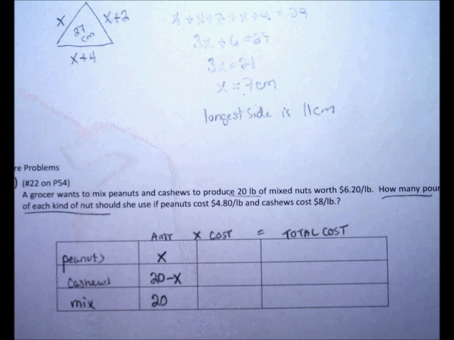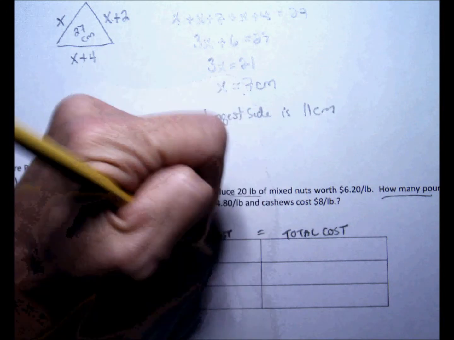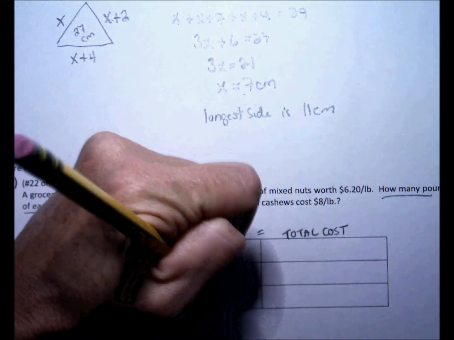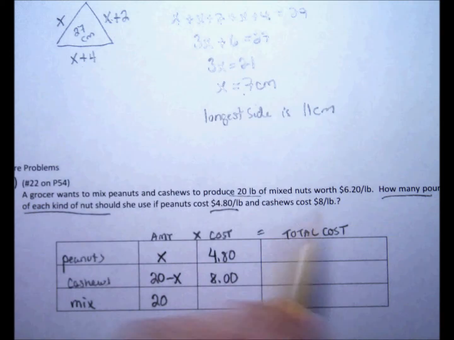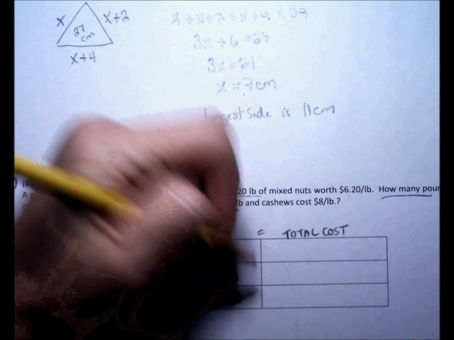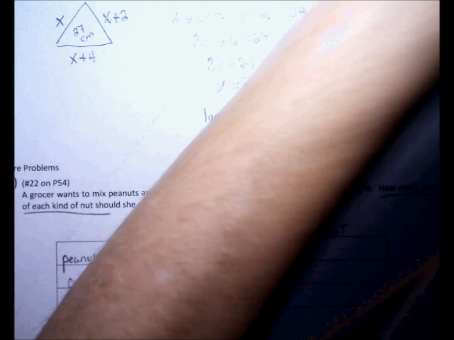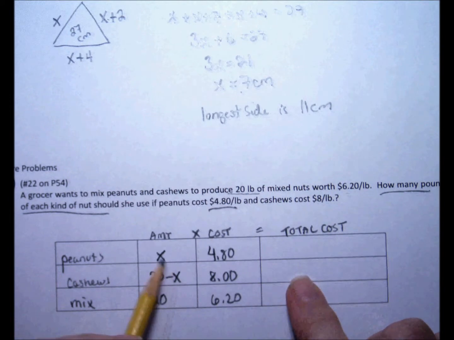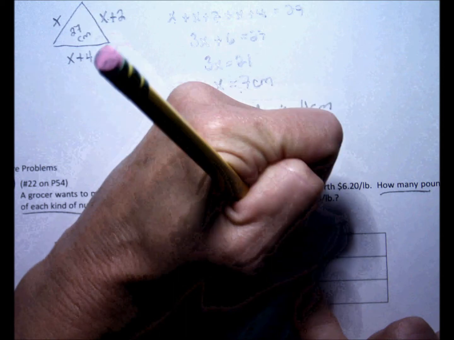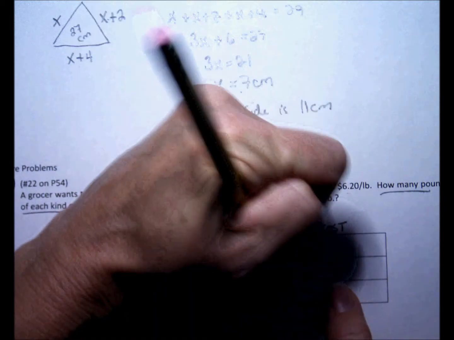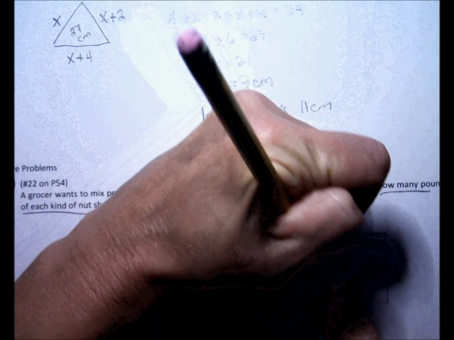How many peanuts do we have? Well, we don't know. They don't tell us. It says how many pounds of each kind of nut. So that's one piece of information that's missing. So let's put x. We know we want the total mix to be 20 pounds. So since I'd like to keep this in one variable, I can make cashews 20 minus x. I know it has to be 20 minus x. Now, what's the cost of peanuts? Peanuts cost $4.80 a pound. And cashews cost $8 a pound. Okay? And we want the total mix of nuts to be $6.20 a pound.